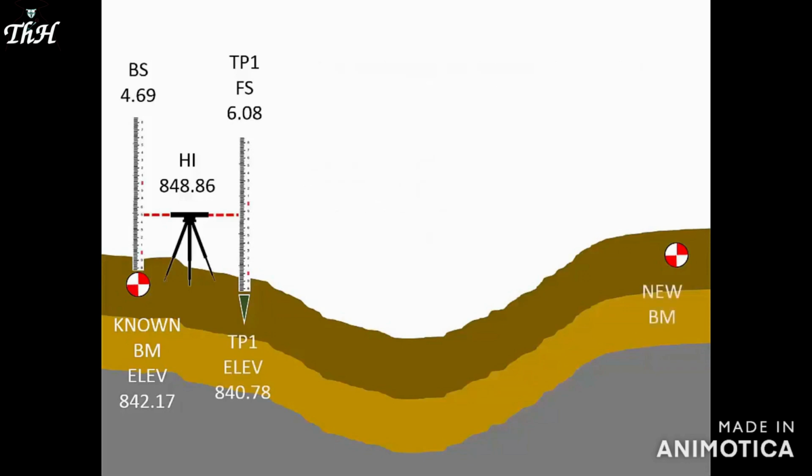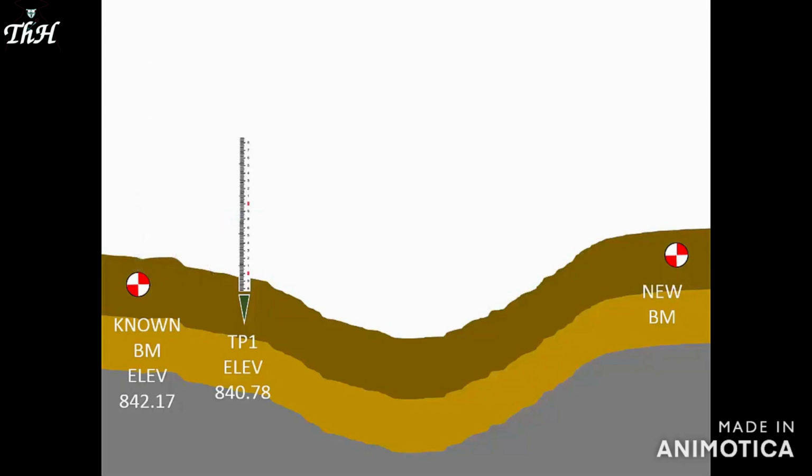Next, in order to extend our circuit toward the new benchmark, the rod person will stay put while the instrument operator moves beyond turning point 1. At a new location where the rod is clearly visible, the instrument operator will set up the instrument and take a new reading on the rod at turning point 1.